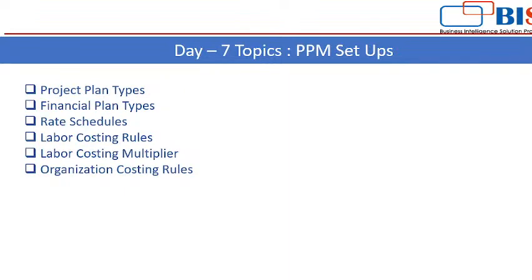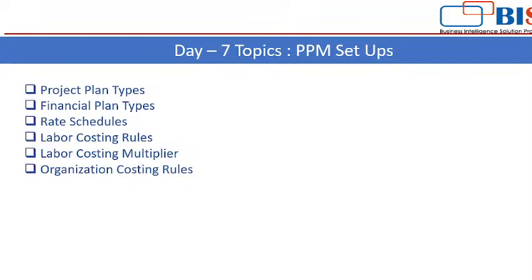Then we have seen how to create the project plan type, and what planning you have to do while creating the project plan type. When you create the project plan type, it is used for planning purpose, and when you create the financial plan type, it is used for budgeting purpose. In the project plan type, you can do the scheduling for the dates and also plan the cost. In the financial plan types, you can create the budget at project level, whereas the project plan type works at task level. Then we have seen how to create the rate schedules.